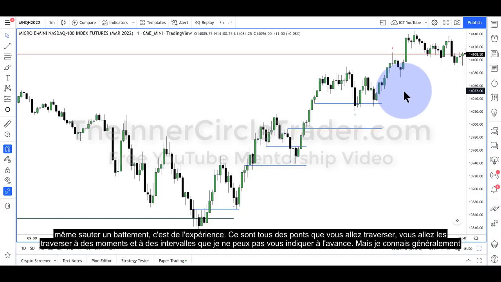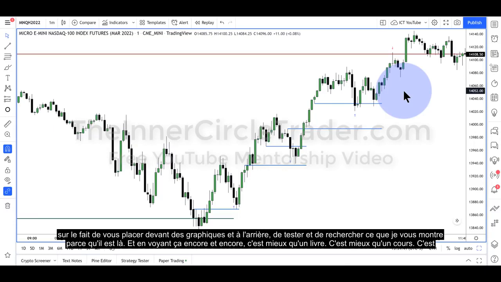These are all bridges that you're going to cross. You're going to cross them at times and intervals that I can't outline in advance for you, but I generally know the concerns and questions that you have at this point. My request to you is to suspend those feelings that you have to have all the answers right now, because you don't. You have to be more diligent about placing yourself in front of the charts and back testing and researching what I'm showing you, because it's there.